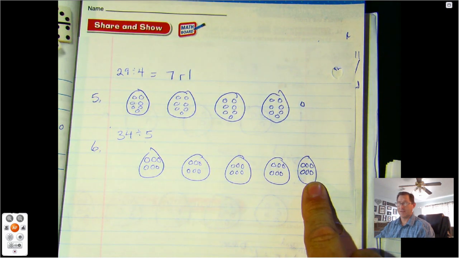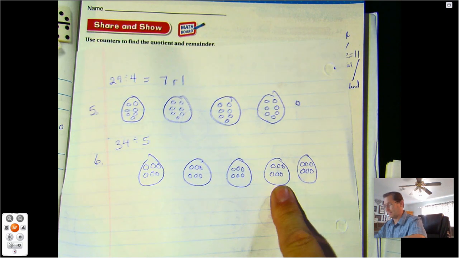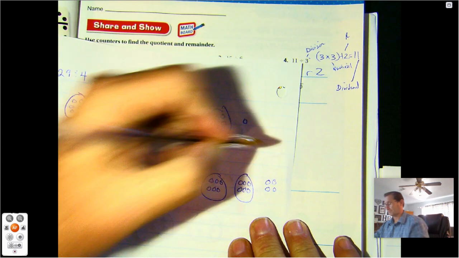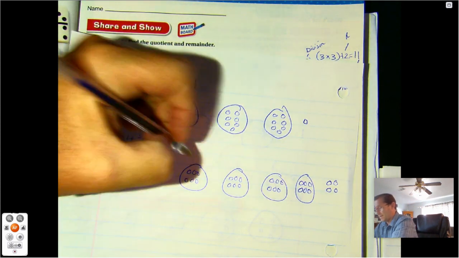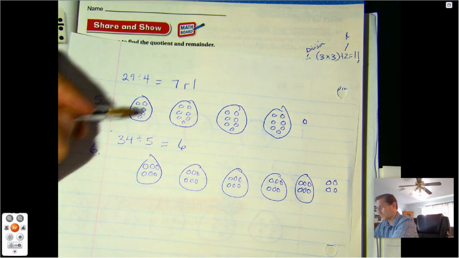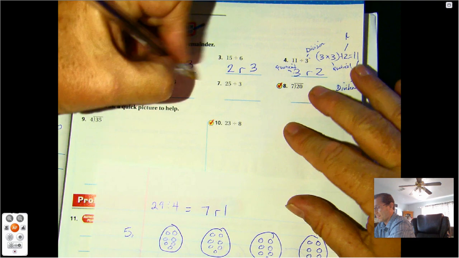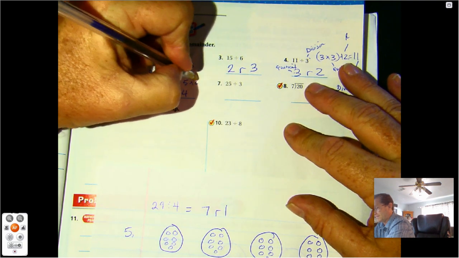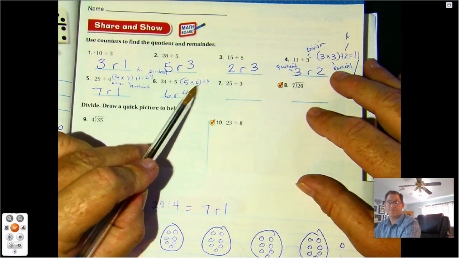31, 32, 33, 34. So I can't share the remaining parts of that equally. So I have 4 left over. So in each of my groups, I have 6 with a remainder of 4. 6 remainder 4. 5 times 6 plus 4. 5 times 6 is 30, plus the 4 remainders gives us 34.